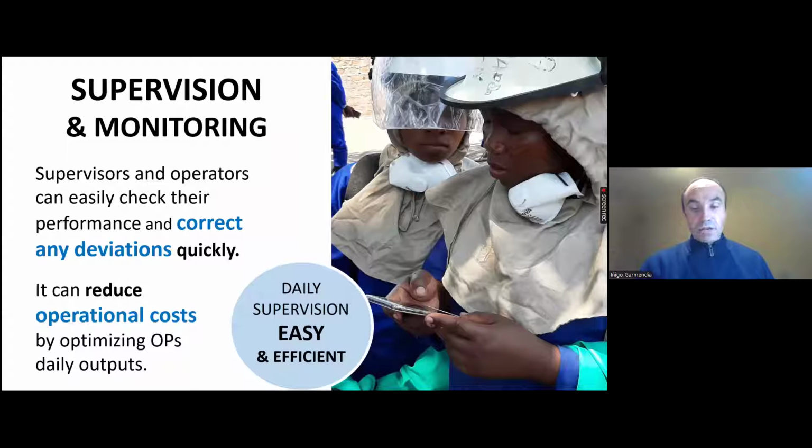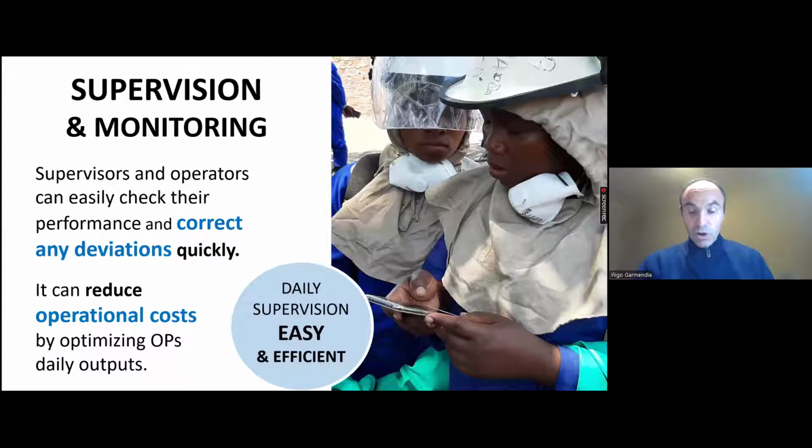And in a supervision and monitoring scenario, supervisors and operators can easily check their performance and correct any deviations quickly to meet the targets of the campaign, like IRS quality, coverage, and insecticide consumption. It can also reduce operational costs by optimizing operators' daily outputs, spraying more houses per day, and reducing the total days of the IRS campaign.